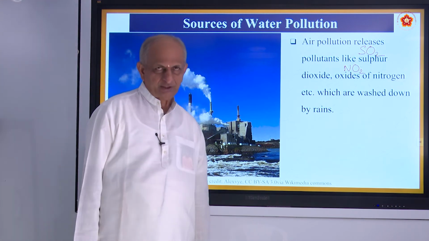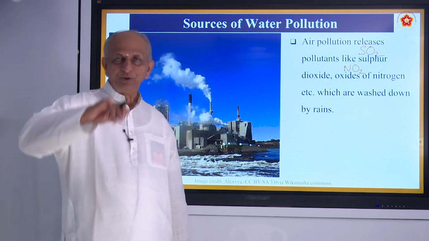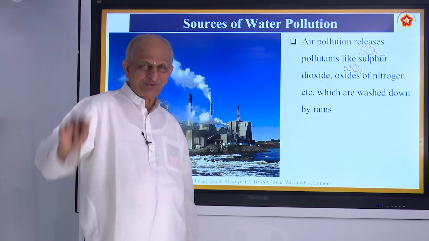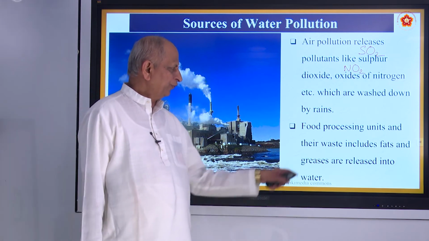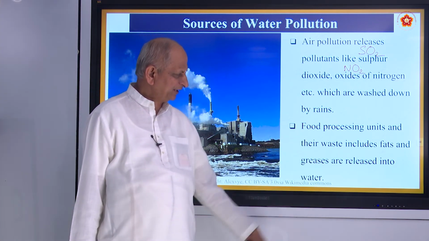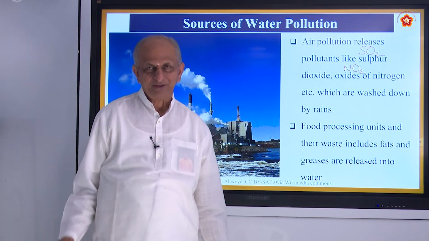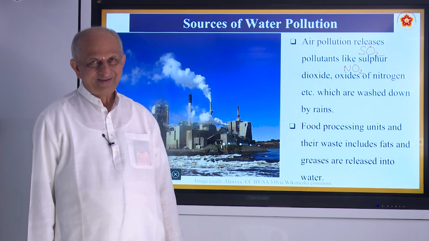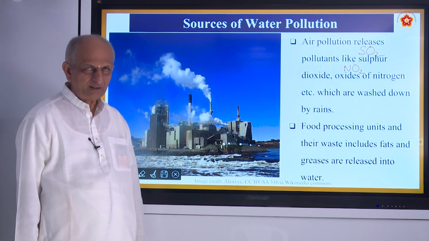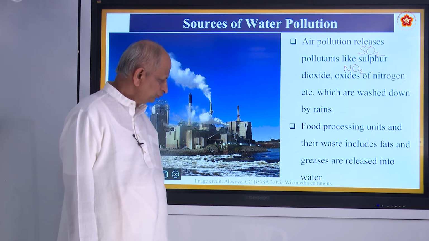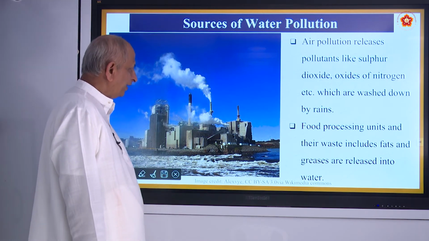That's why the usually cultured people will not allow the building of these factories, because they say there will be pollution of air, pollution of water, pollution of food also, is it not? So much trouble will be there. But sometimes it is inevitable. Food processing units and their waste includes fats and greases released into the water. For example, preparation of pickles, preparation of so many kinds of juice, is it not? When they prepare these food items, there will be waste like fats and greases. All these are made to flow into river bodies, rivers or lakes, etc. So again, it is a pollution of water.